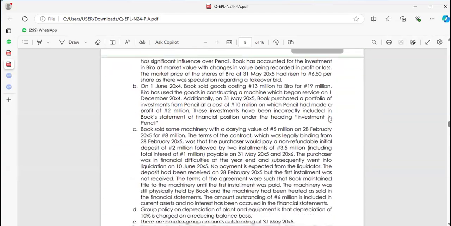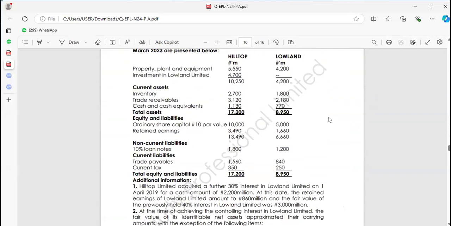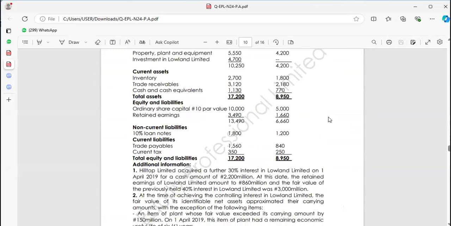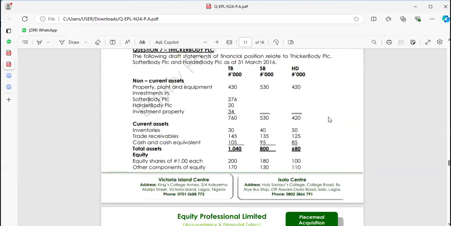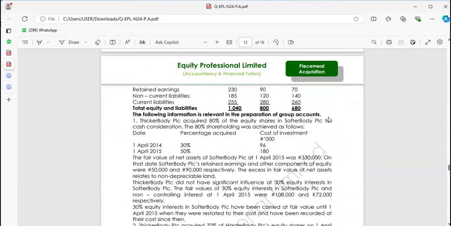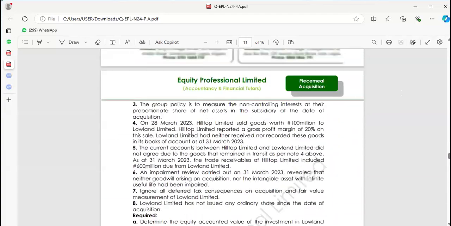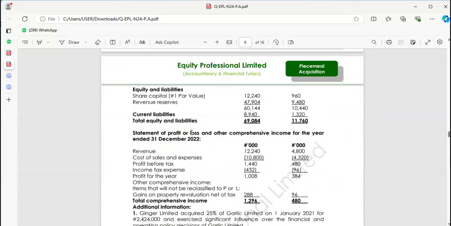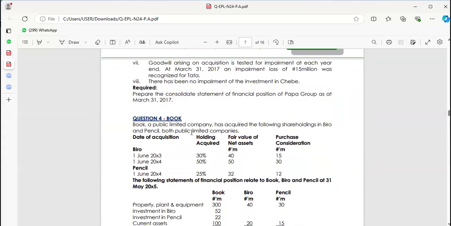Let me take public question. Look at this now. You cannot do this. On 1st April, he acquired 30%. Now, before I forget, in case you are not given the fair value of the previous investment, there are some questions like that. They will not give you the market price to determine. Look at this question.